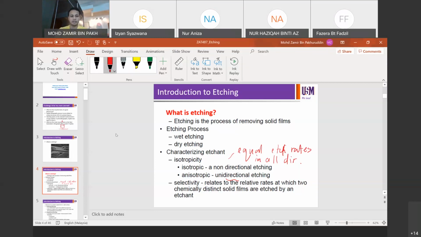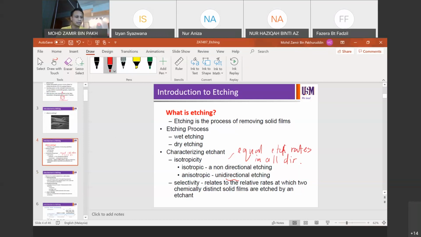The second characteristic of etching is called selectivity. This relates to the relative rates at which two chemically distinct solid films are etched by an etchant. If you have, for example, silicon dioxide on silicon, and you put them in an etchant solution, they're going to be etched differently because the selectivity is different, right? Some chemicals are designed to etch oxide, some chemicals are designed to etch metals, some chemicals are designed to etch silicon, and so on and so forth, right? So they have their own selectivity.